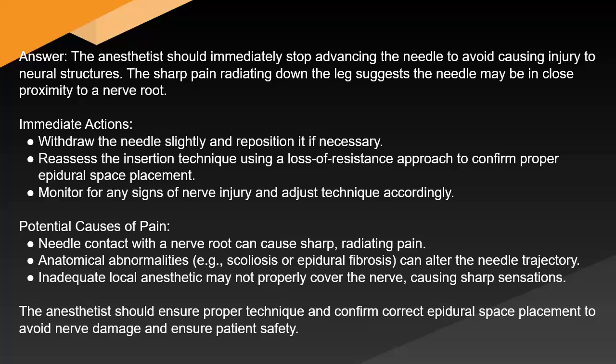Monitor for any signs of nerve injury and adjust technique accordingly. Potential causes of pain: needle contact with a nerve root can cause sharp radiating pain. Anatomical abnormalities, e.g., scoliosis or epidural fibrosis, can alter the needle trajectory. Inadequate local anesthetic may not properly cover the nerve, causing sharp sensations. The anesthetist should ensure proper technique and confirm correct epidural space placement to avoid nerve damage and ensure patient safety.